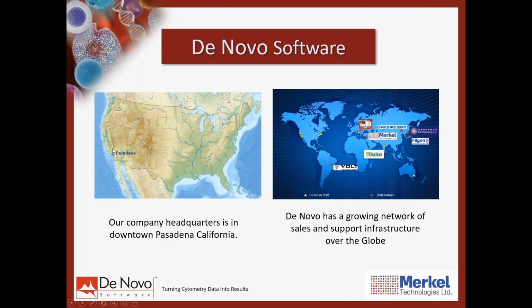We are based in Pasadena here, very close to Los Angeles. And we have a very large network of distributors and sales companies. So in the company, we are 27 people that are specifically devoted to developing FCS Express 7. We are not doing anything else.